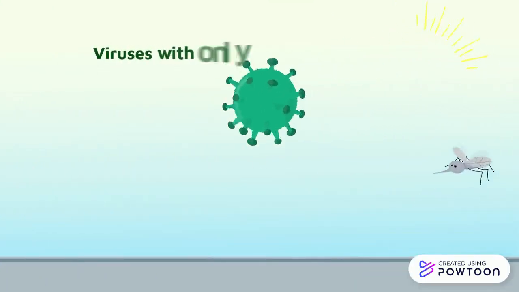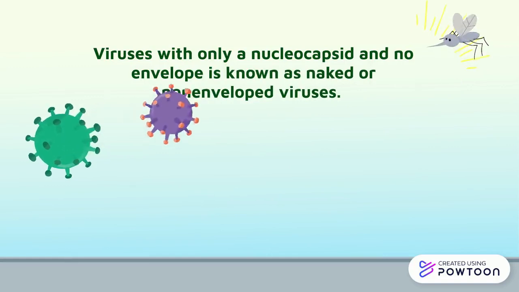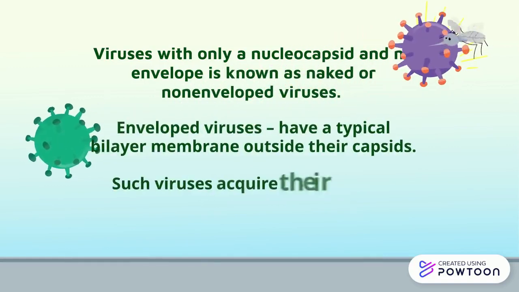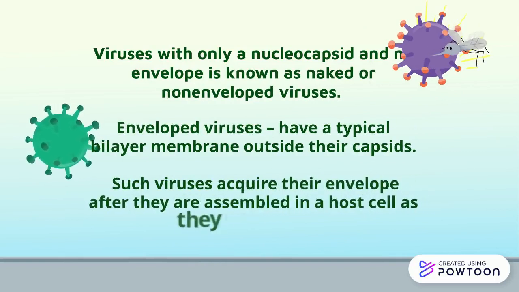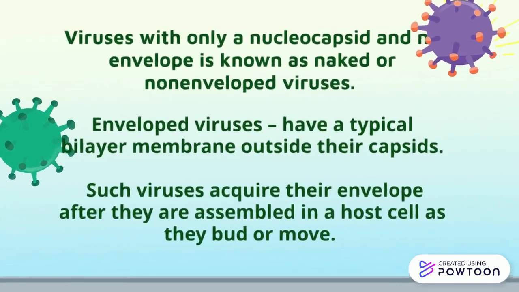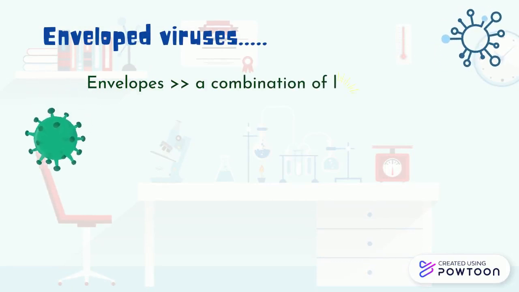Viruses with only a nucleocapsid and no envelope are known as naked or non-enveloped viruses. Enveloped viruses have a typical bilayer membrane outside their capsids, and such viruses acquire their envelope after they are assembled in a host cell as they bud or move. Envelopes are made of a combination of lipids, proteins, and carbohydrates.